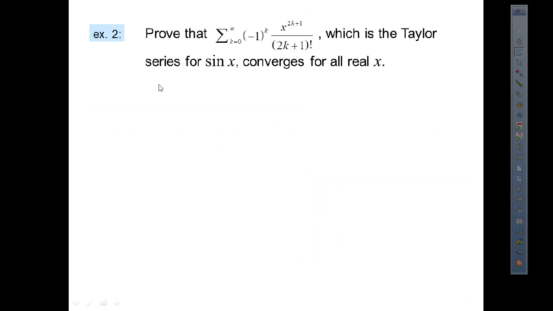All right, so example 2. Prove that the sigma notation from k equals 0 to infinity of negative 1 to the k power times x to the 2k plus 1 over 2k plus 1 factorial, which is the Taylor series for sine x, converges for all real x.